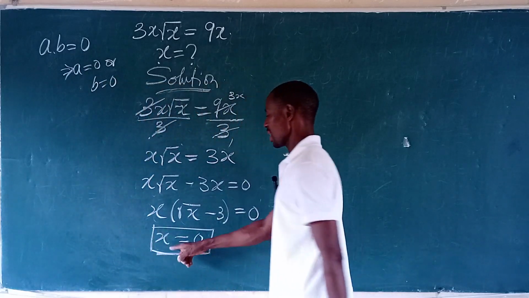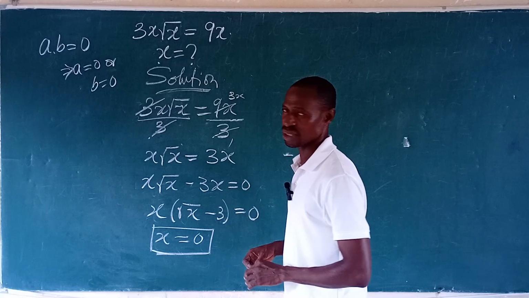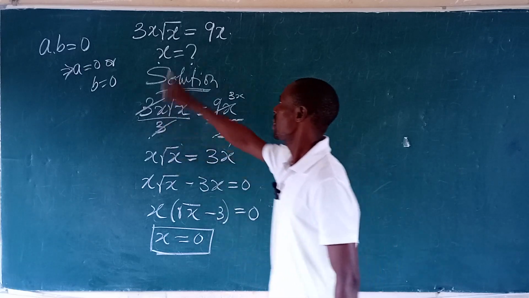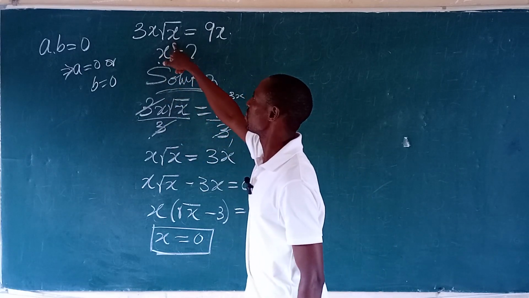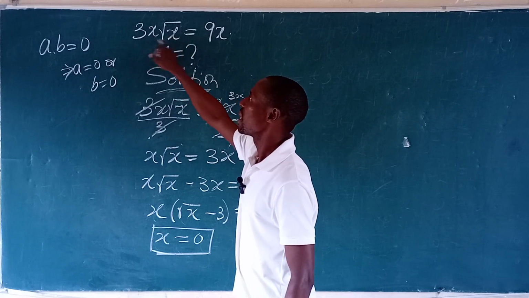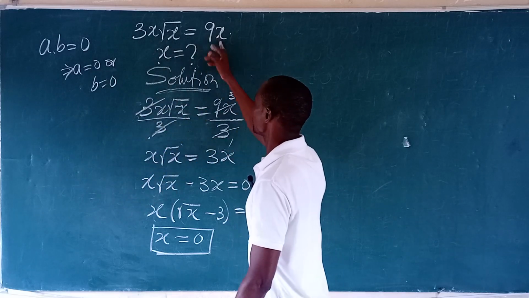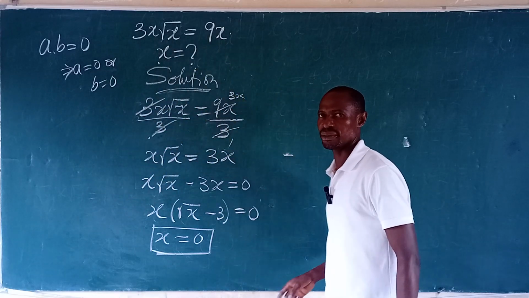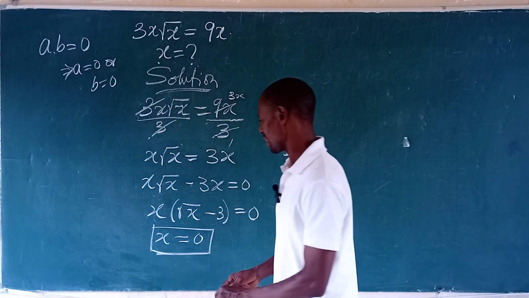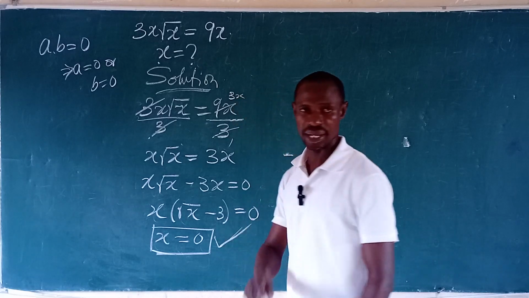If we have x equal to 0, let's quickly check if it satisfies the original equation. We put in 0 here: the square root of 0 gives us 0, 0 times 0 gives us 0, and 0 times 3 gives us 0 on the left-hand side. On the other side, 9 times 0 gives us 0. And so 0 actually satisfies the original equation as one of the roots.